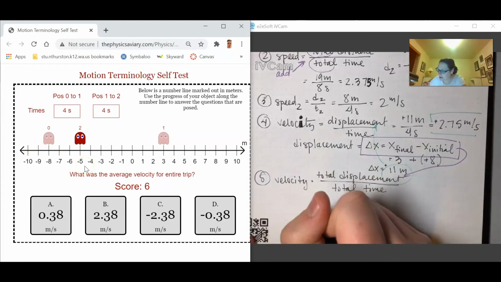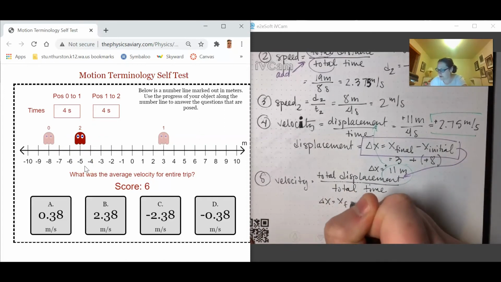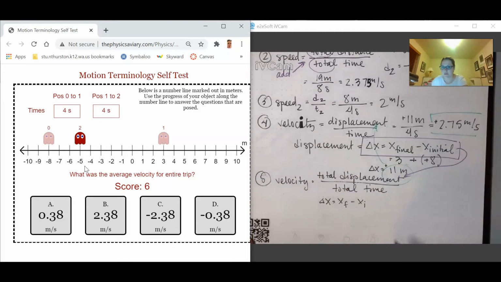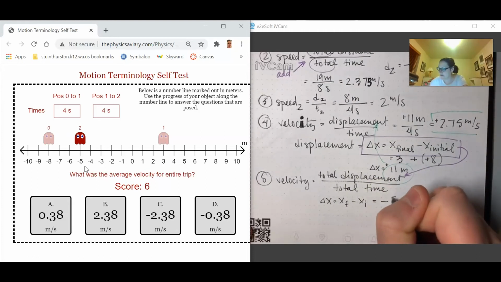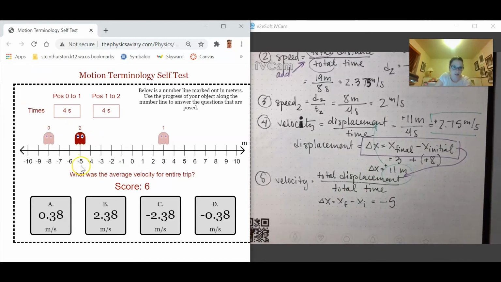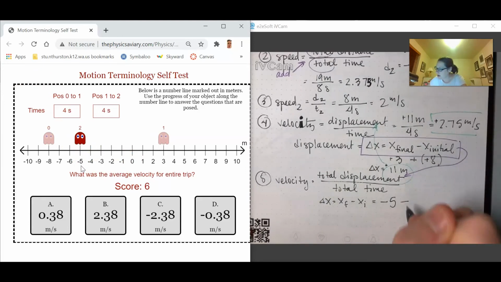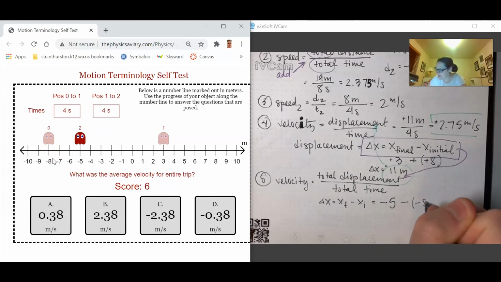So if I want to find my total displacement, that's my final position minus my initial position, which is -5. That's my final position. So where my ghost ended is right here at -5, minus my initial position, which was a -8.